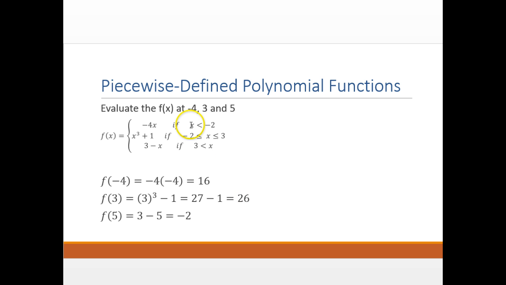Finally, f(5), it's not less than -2. It's not between -2 and 3. It is greater than 3. So I'm going to plug this into my bottom piece. So 3 minus 5 is -2.